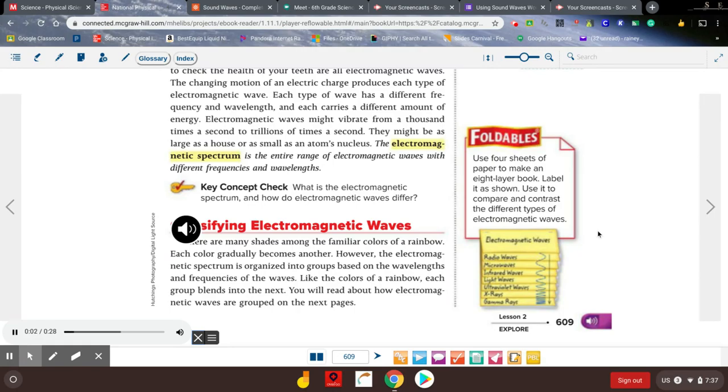Classifying electromagnetic waves. There are many shades among the familiar colors of a rainbow. Each color gradually becomes another. However, the electromagnetic spectrum is organized into groups based on the wavelengths and frequencies of the waves. Like the colors of a rainbow, each group blends into the next. You will read about how electromagnetic waves are grouped on the next pages.